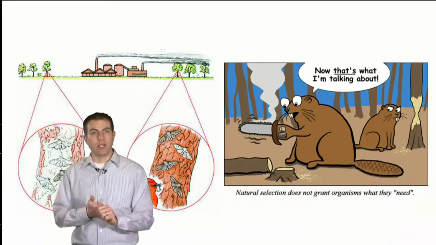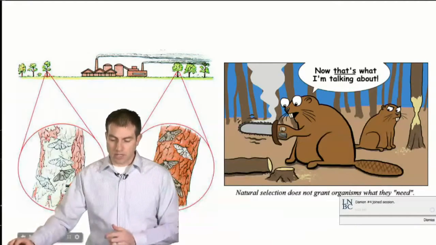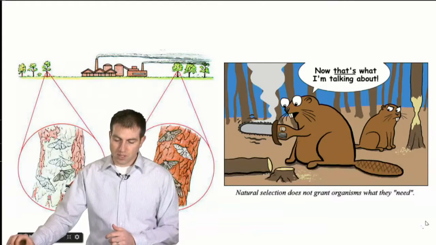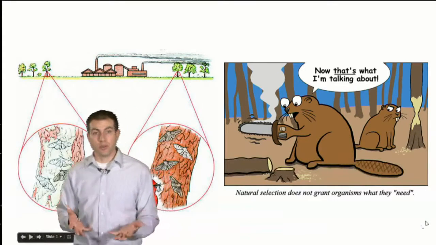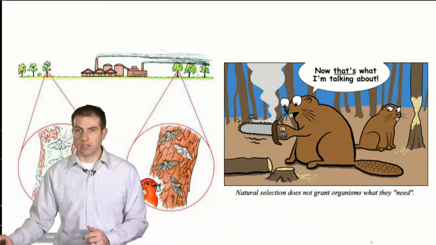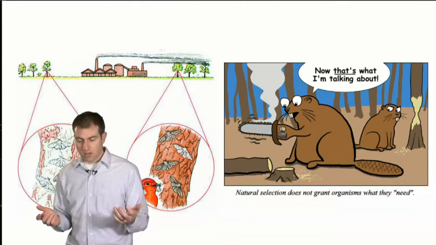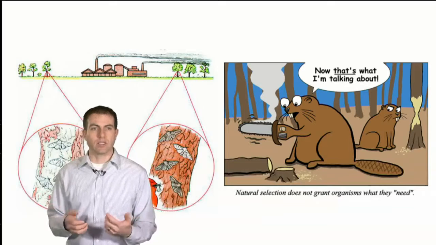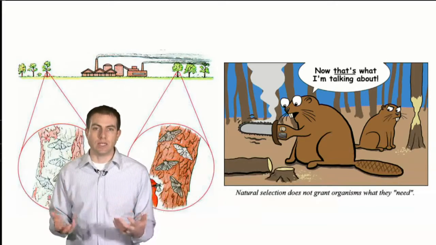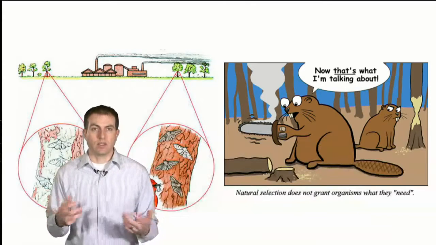This little cartoon here highlights one of the important aspects of natural selection. So the beaver, instead of having to chew through the tree, has a chainsaw hand and can just cut the tree down, which really seems like a great idea. But that's not how natural selection works. Natural selection does not grant an organism what it needs. So it doesn't give a beaver a chainsaw hand. That's not how it works.